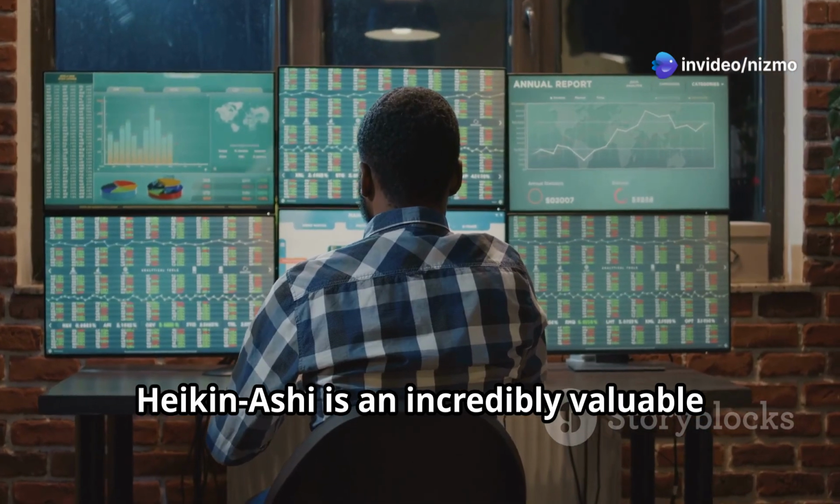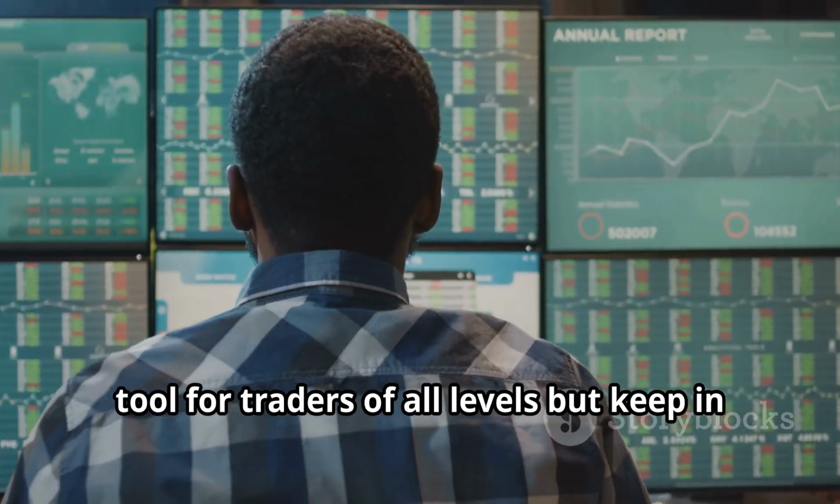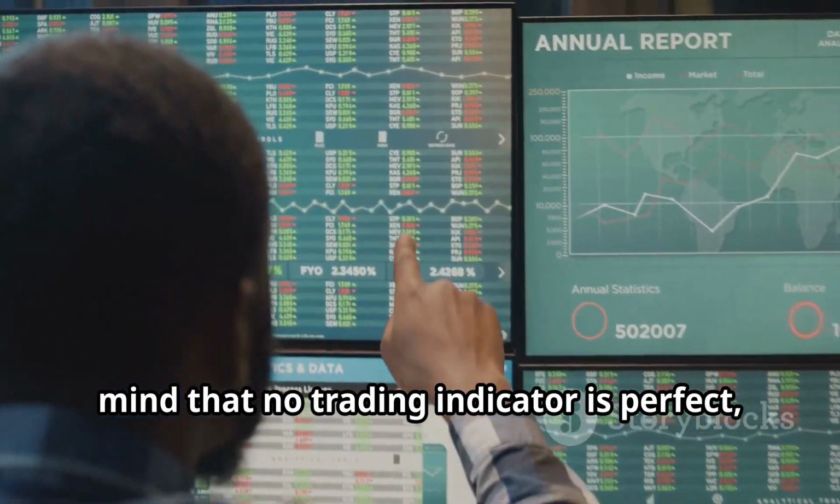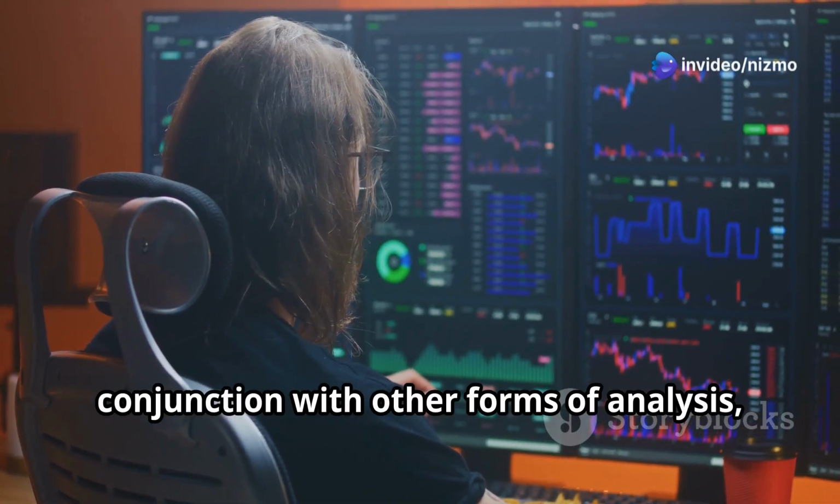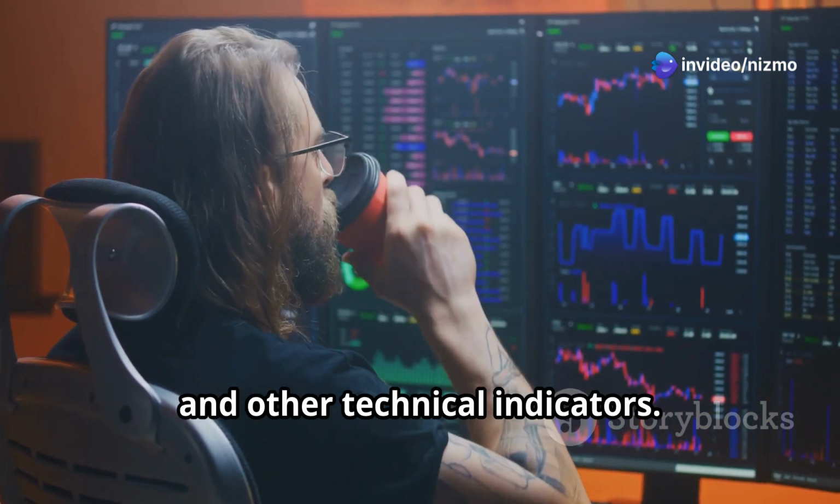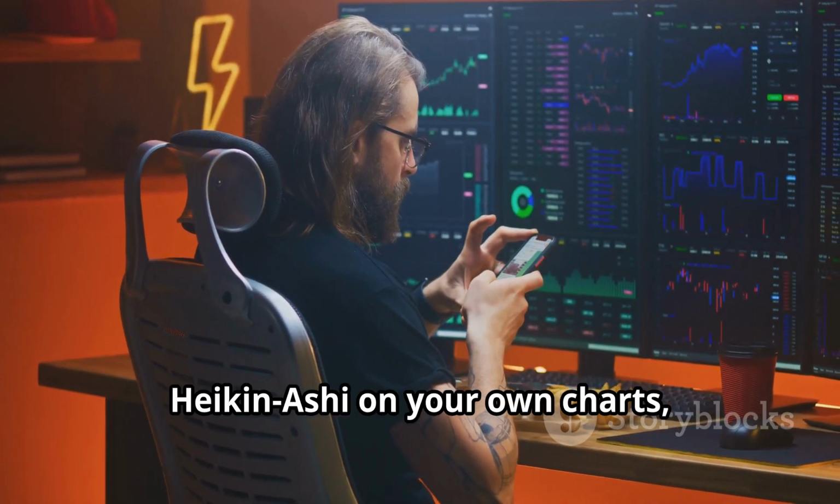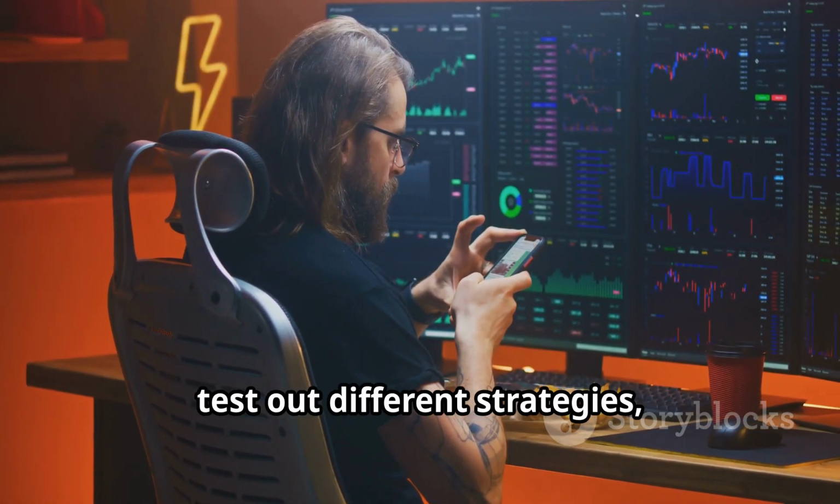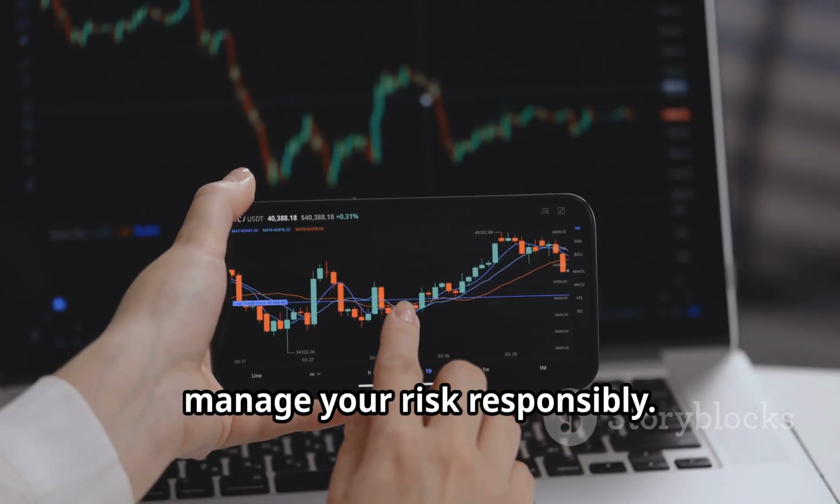Remember, Heikin-Ashi is an incredibly valuable tool for traders of all levels. But keep in mind that no trading indicator is perfect, and it's essential to use Heikin-Ashi in conjunction with other forms of analysis, such as price action, volume, and other technical indicators. Don't forget to practice using Heikin-Ashi on your own charts. Test out different strategies and see what works best for you, and as always, manage your risk responsibly.